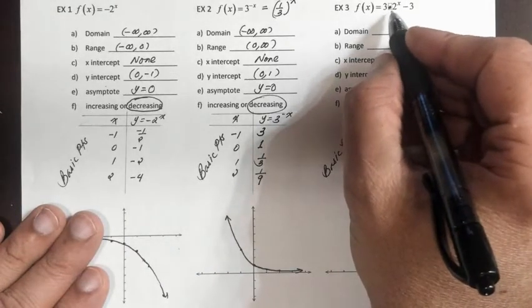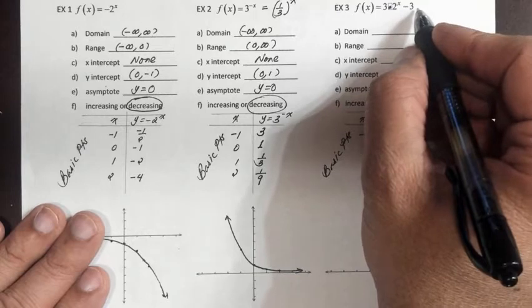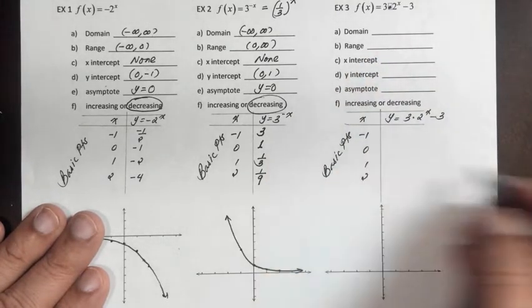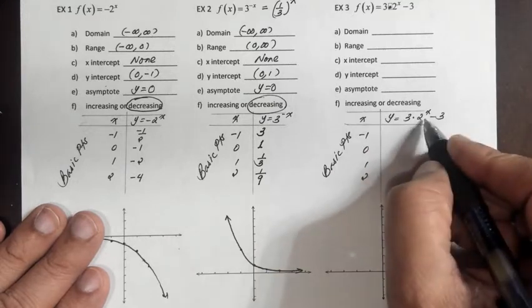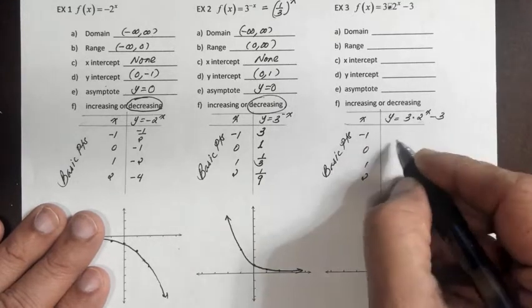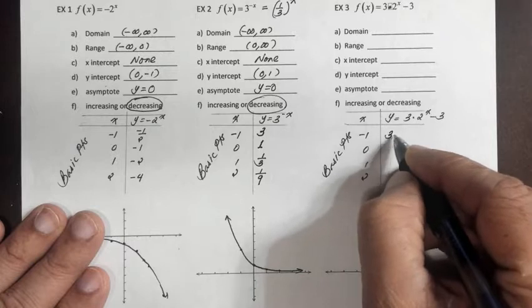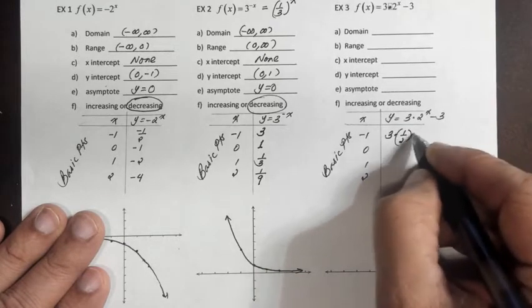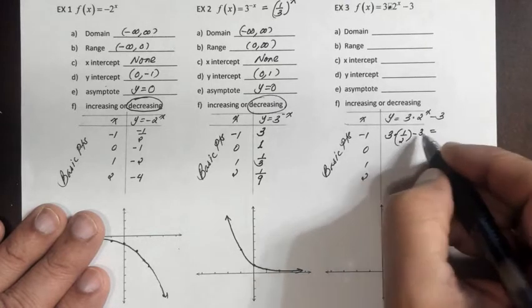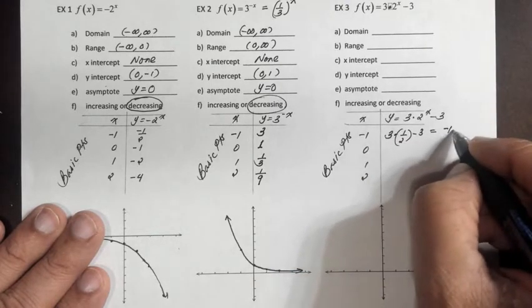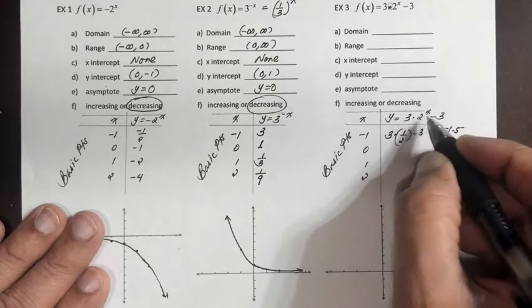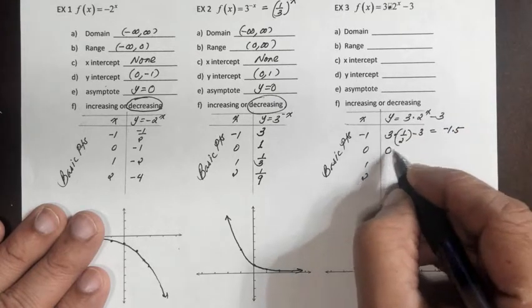Example 3: 3 times 2 to the power of x minus 3. Let's quickly look at the basic parent points. We know x is replaced by -1, so you can just say 3 times 2 to the power of -1, which is 1/2, then minus 3. 3 times 1/2 is 1.5, minus 3 is -1.5. With 0 replaced here, 2 to the power of 0 is 1. 3 times 1 is 3, minus 3 is going to be 0.